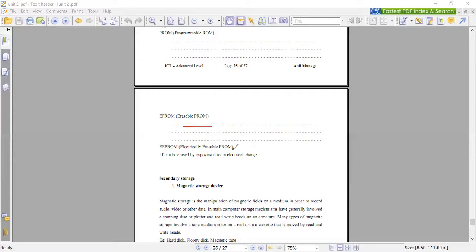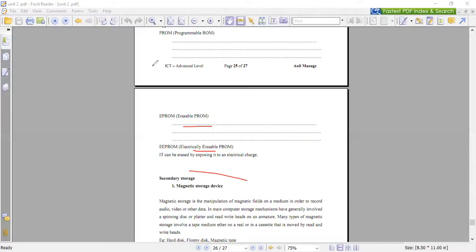So here EEPROM is electrically erasable. Now that means the erasing part is done by using electrical charges. So you can see it can be erased by exposing it to an electrical charge.